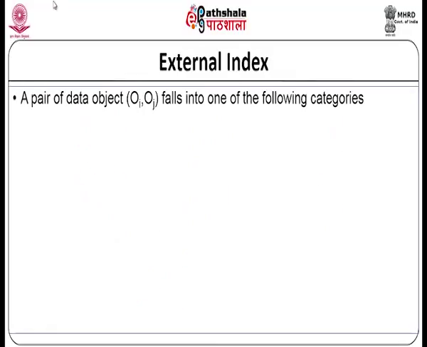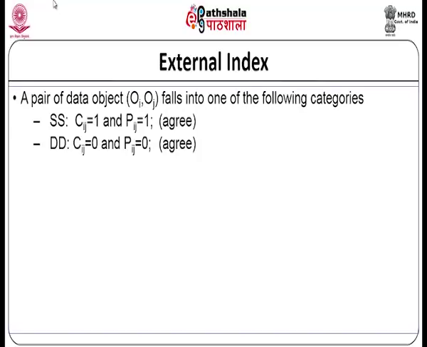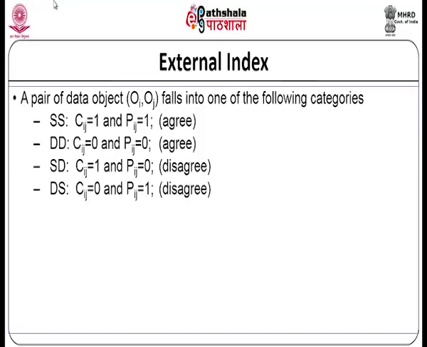Any pair of data objects Oi and Oj falls into one of the following categories. One is SS, that is, both objects fall in the same cluster and they fall in the same ground truth also. Remember, Pij stands for the ground truth. DD means agree, both do not fall in the same clusters. SD means disagree: in our clustering algorithm it falls in the same cluster, but in the ground truth it does not. And the other one, DS, in which in ours it forms different clusters, but in the ground truth it falls together. So, this is again disagree. These are the 4 sets we have in the incidence matrix.